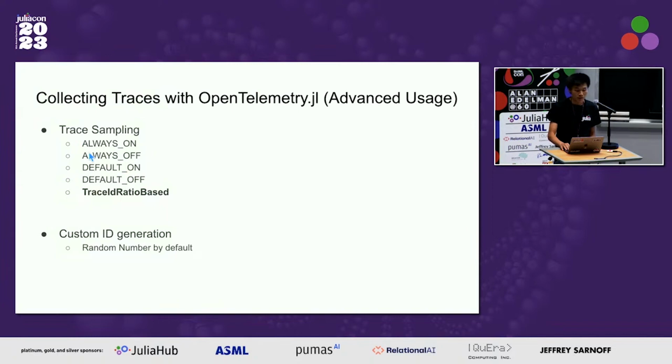Some advanced usages are like we can also do some trace sampling. For example, by default, we will use ratio-based sampling, and the default ratio is 1.0, which means we will always sample the trace. But you can also implement your own customized sampling methods. And you can also customize ID generation. By now, it is a random number. And you can also try to generate specific trace IDs based on your business logic.